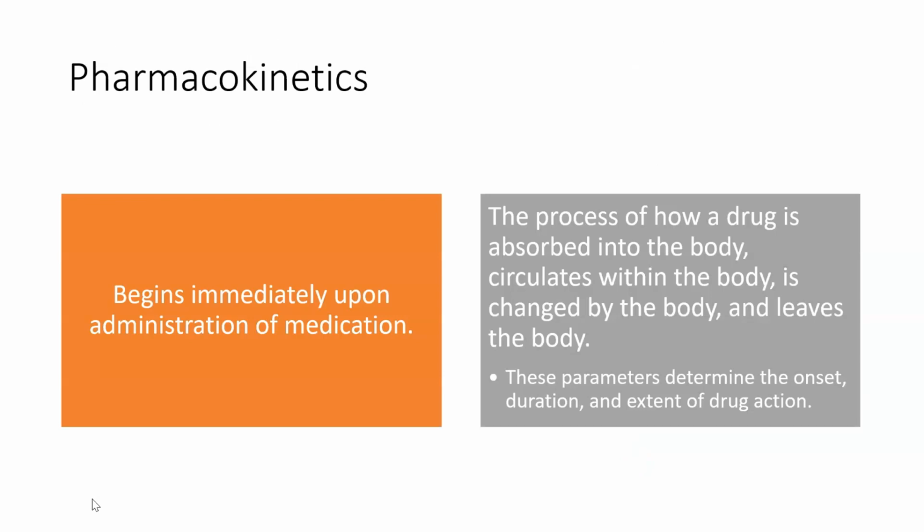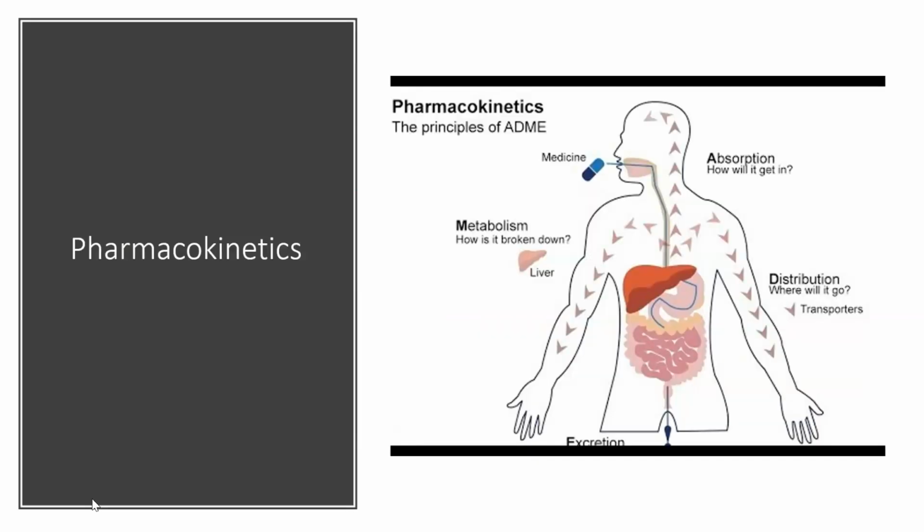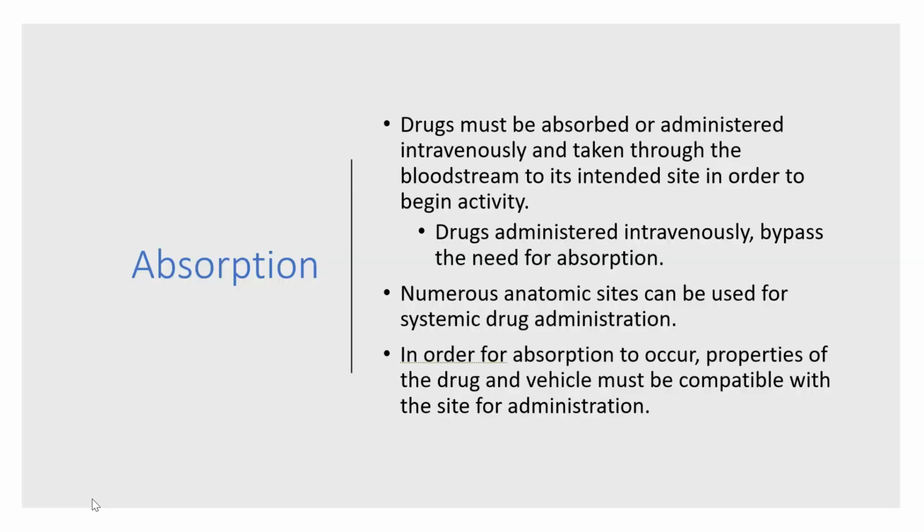So pharmacokinetics begins immediately upon administration of the medication. It is the process of how a drug is absorbed into the body, circulates within the body, is changed in the body, and leaves the body. These parameters determine the onset, duration, and extent of the drug action. So pharmacokinetics. You take the pill, then we need to look at absorption. How will it get in, okay? Metabolism, how is it going to be broken down? Is it a first pass drug where it's going to go to the liver? Is it distributed throughout the whole body? So how is it going to transport? What's it going to connect to, to transport throughout the body? Okay.